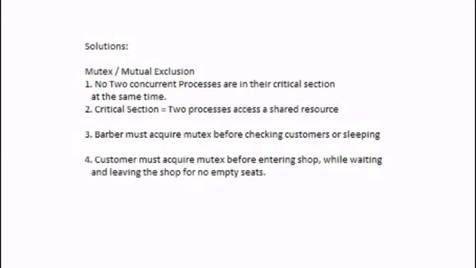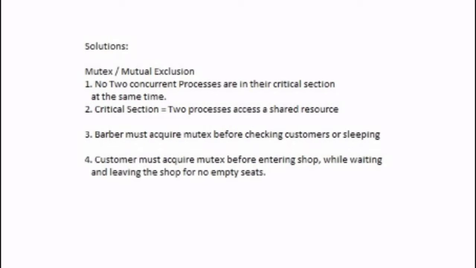So there should be no two concurrent processes in their critical section at the same time. Critical section here means the period when the process accesses a shared resource, when two processes access a shared resource such as shared memory.